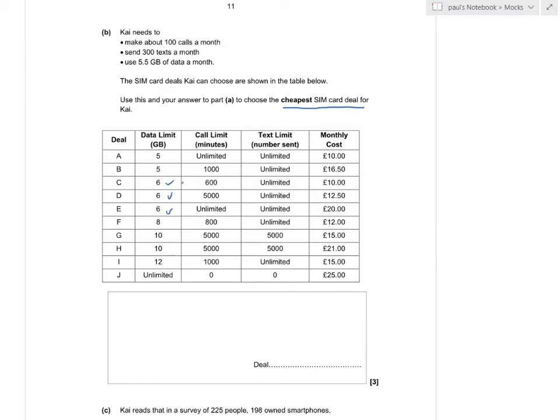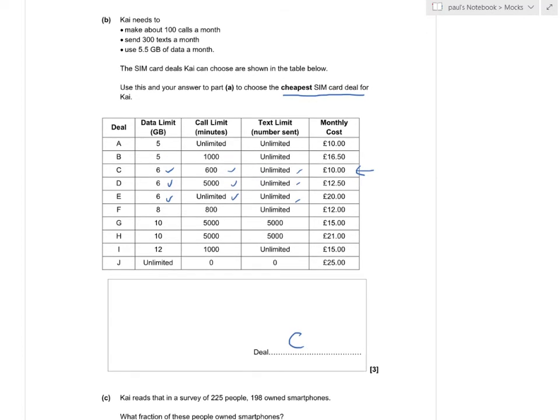I want to make 100 calls a month. Well, yeah, 100 calls a month, they're alright, yeah? And text, unlimited. So it looks like that one's the cheapest, yeah? Cheapest SIM card. That fits all criteria, so I'm going to say deal C. Okay, on to the next one.